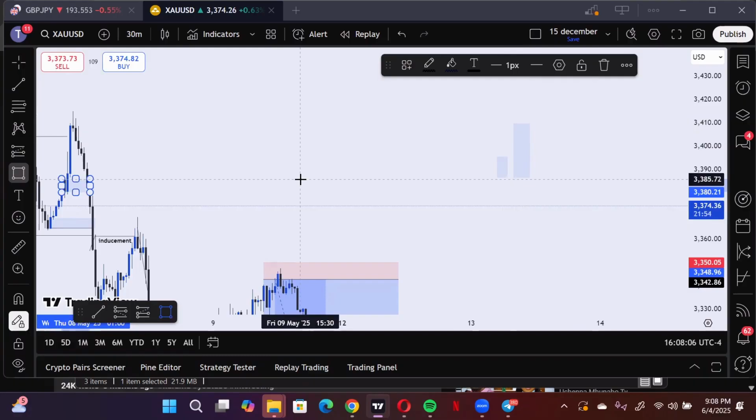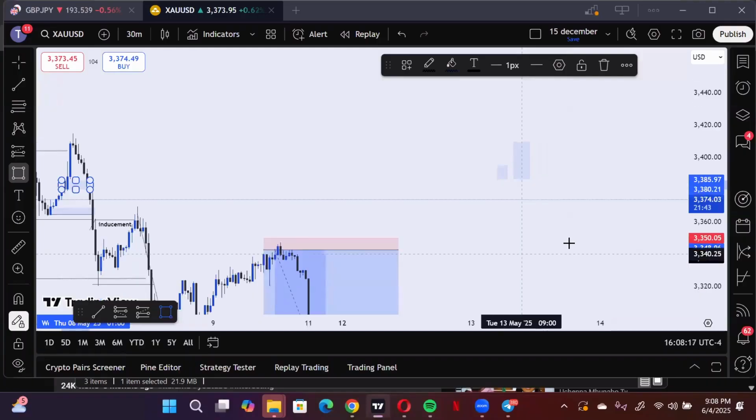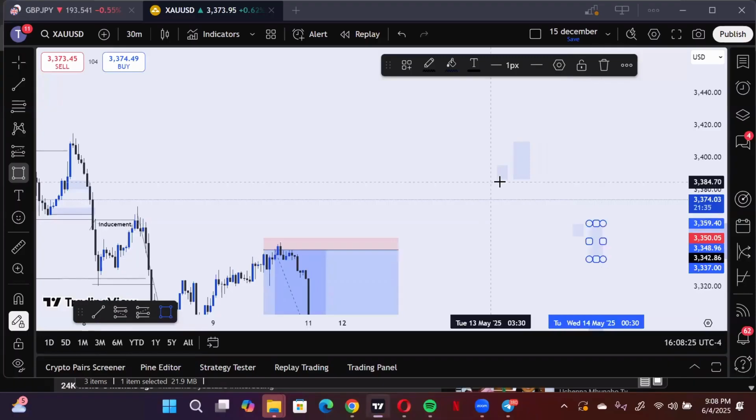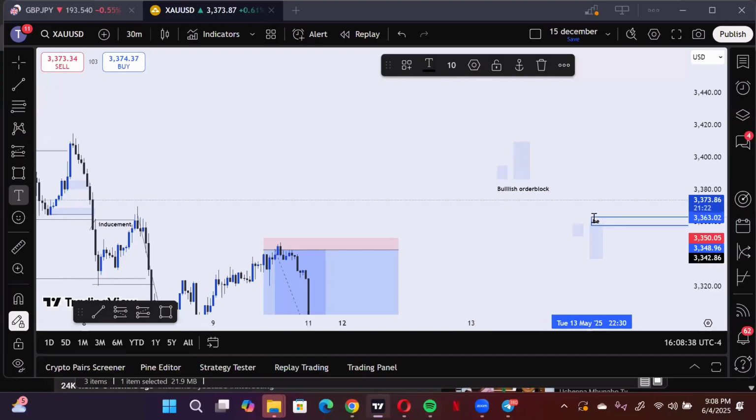A zone in the market where there are a lot of institutional orders. For a bullish order block, you see this bearish candle down, then you see the bullish one that engulfs it and covers it. That is what a bullish order block looks like. If it's a bearish order block, you will see a bullish candle, then a bearish candle that engulfs it and covers it down. So this is what a bullish order block is, and this is what a bearish order block is.